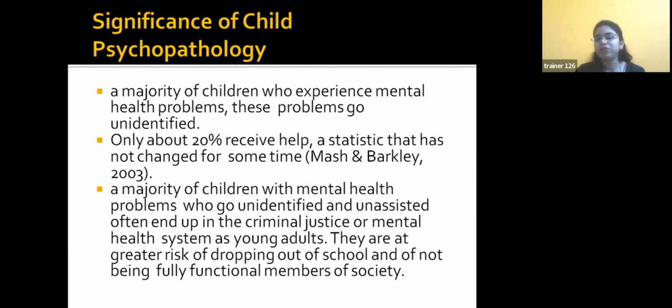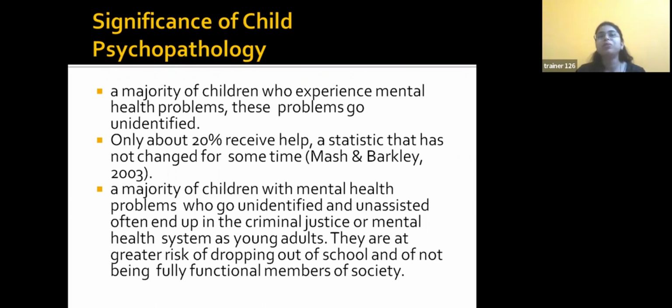And the majority of children with mental health problems who go unidentified and unassisted, that is unhelped, often end up in the criminal justice or mental health system as young adults, especially the ones who have oppositional defiant disorder or conduct disorder. These are the ones whom we should be very careful about, otherwise they will end up becoming criminals in future, right? So they end up having antisocial personality problems as well.